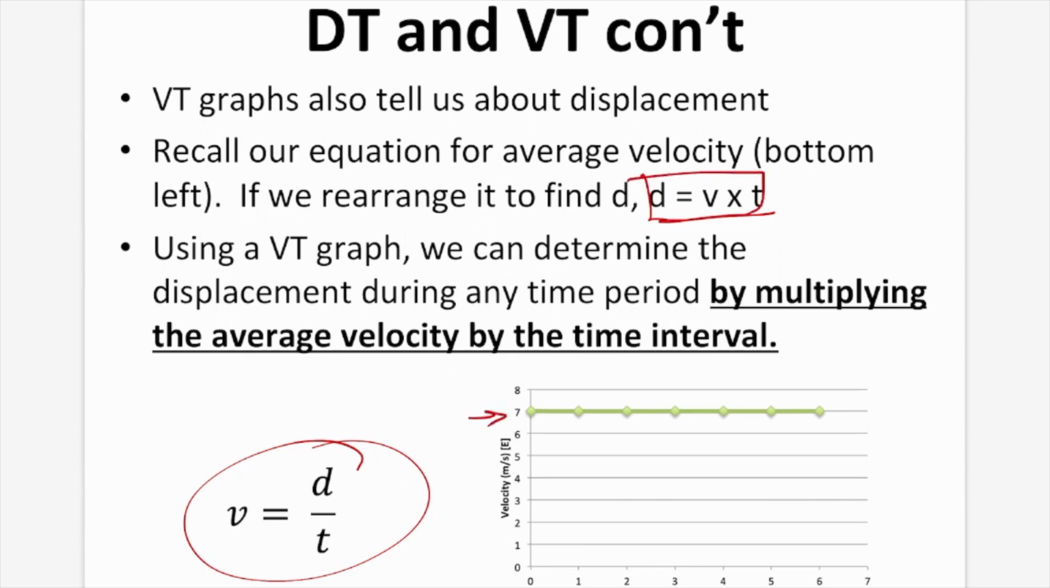We know what the velocity is, and if we pick a time interval, we can figure out what the displacement was during that time. So let's just say we picked time 1 to time 2. So in this case, we're getting a velocity of 7, because it's constant during that time, times the time, which was 1. So in this case, the displacement would have been 7 meters.